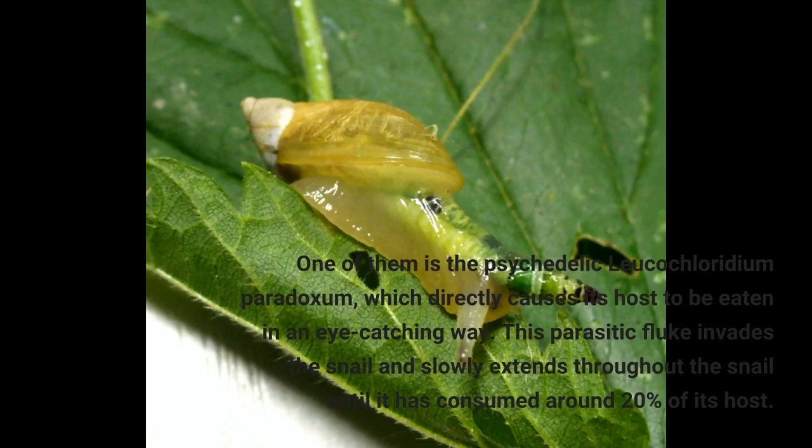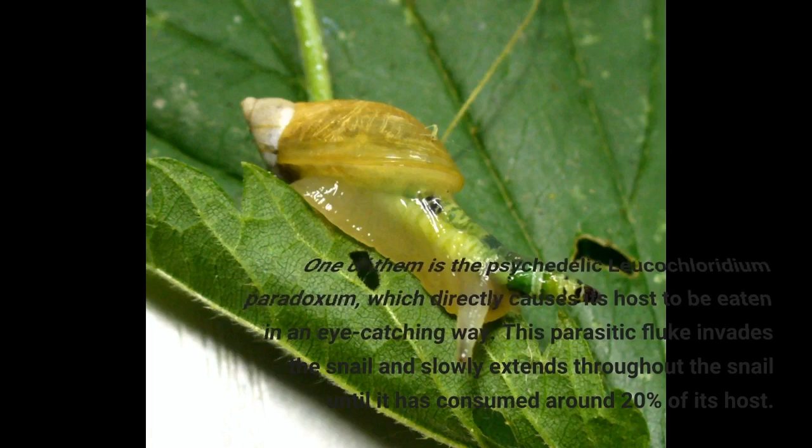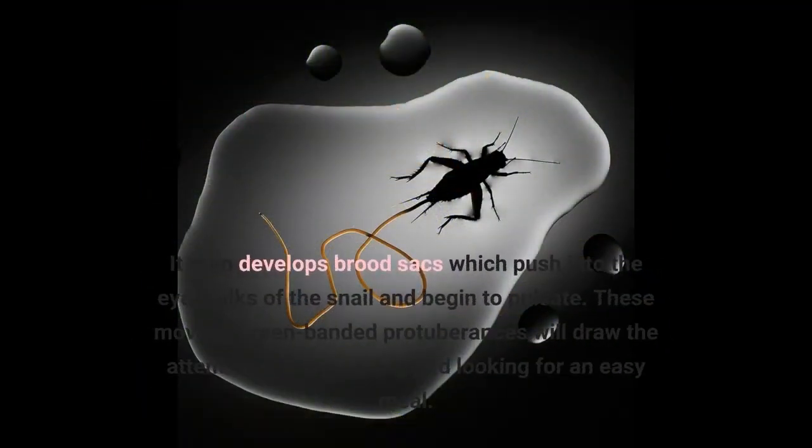This parasitic fluke invades the snail and slowly extends throughout the snail until it has consumed around 20% of its host. It then develops brood sacs, which push into the eye stalks of the snail and begin to pulsate. These moving, green-banded protuberances will draw the attention of any passing bird looking for an easy meal.